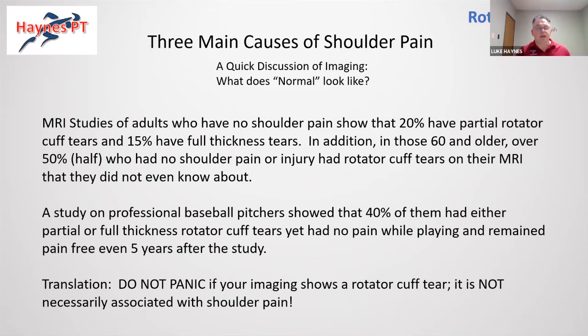So the translation here is, do not panic if your imaging shows a rotator cuff tear. It is not necessarily associated with shoulder pain. And I've got a testimonial a little bit later that tells a little bit more about that.